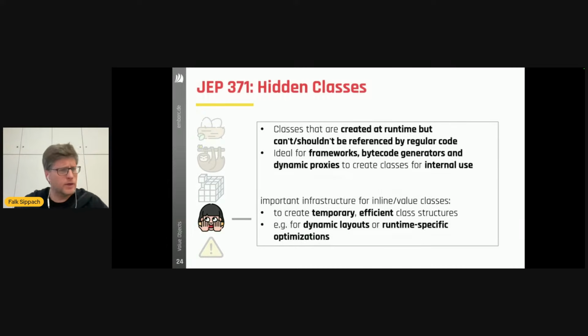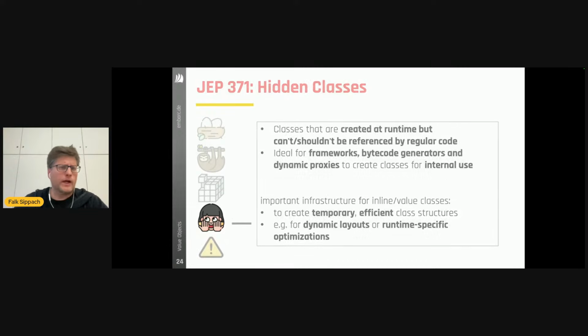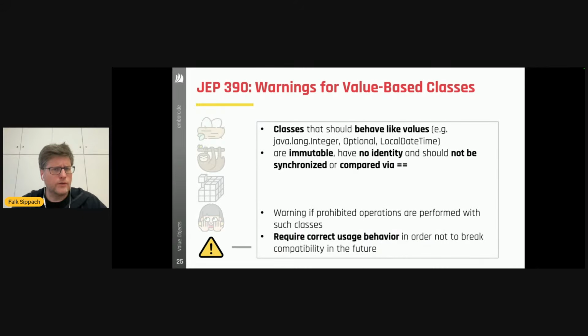And it's also kind of a pre-work for value objects. And then there are hidden classes. There are hidden classes that are created at runtime, but should not be referenced from regular code. And that also helps to have some things which we need for value objects in the bytecode, which should not be used from the regular code, for example. And the last one is about warnings for value-based classes.